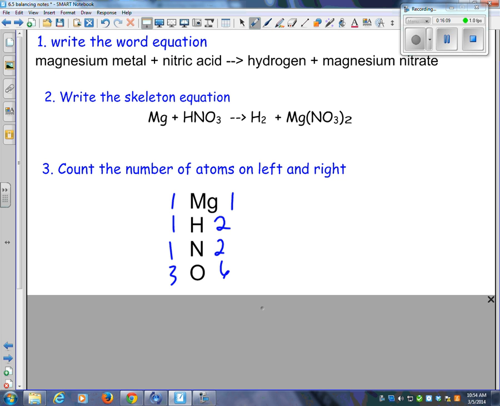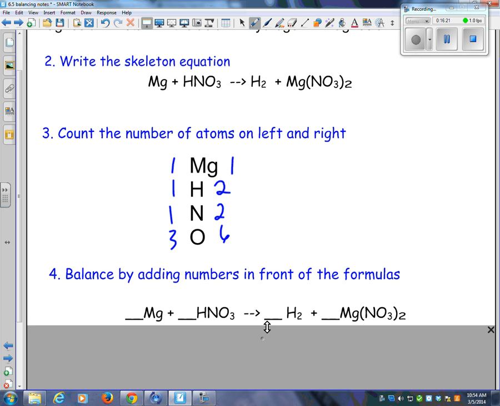Now, quite often, where do you start is the hard problem, guys. Right? It's where do you start? What do you think, where should I start? Remember, you can only add numbers in front.